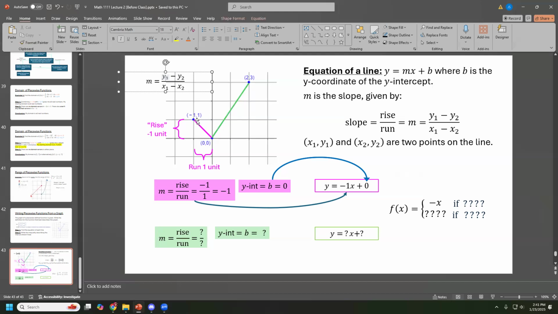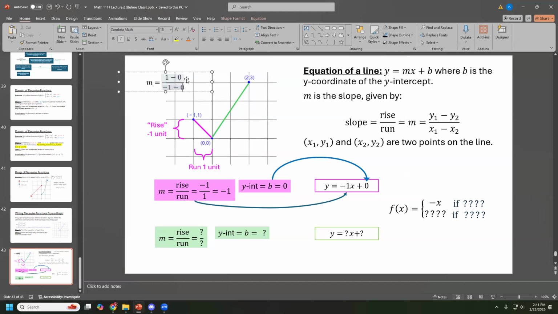So let's say my first point is this one. So my first y value is 1. Okay, what is my second y value? My second y value is 0. Replace that with a 0. Okay, now for the x values. My first x value is negative 1. And my second x value is 0.